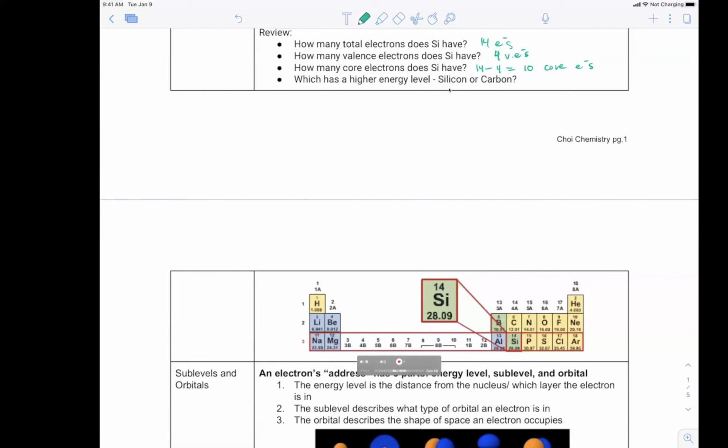And then which has a higher energy level, silicon or carbon? Remember, the period number tells you the highest energy level of that element. For silicon, the highest energy level is 3. So silicon would have a greater energy level than carbon, which only has a highest energy level of 2.